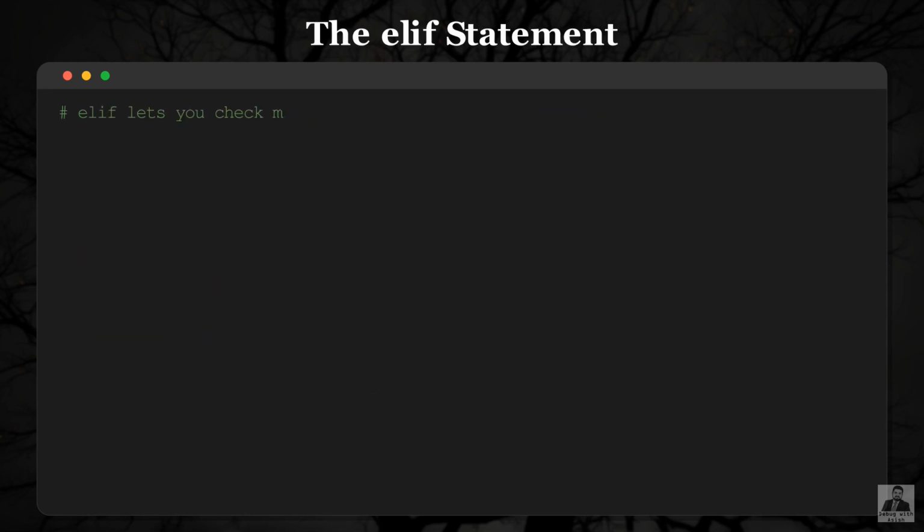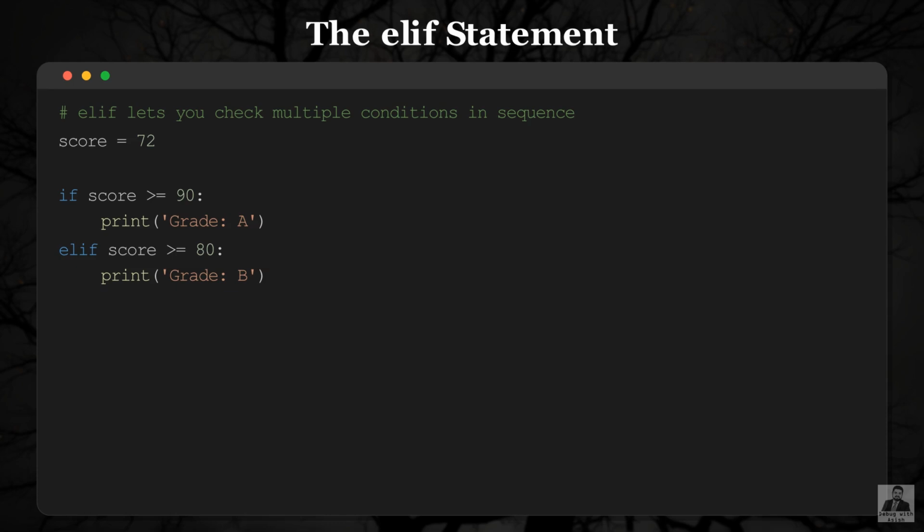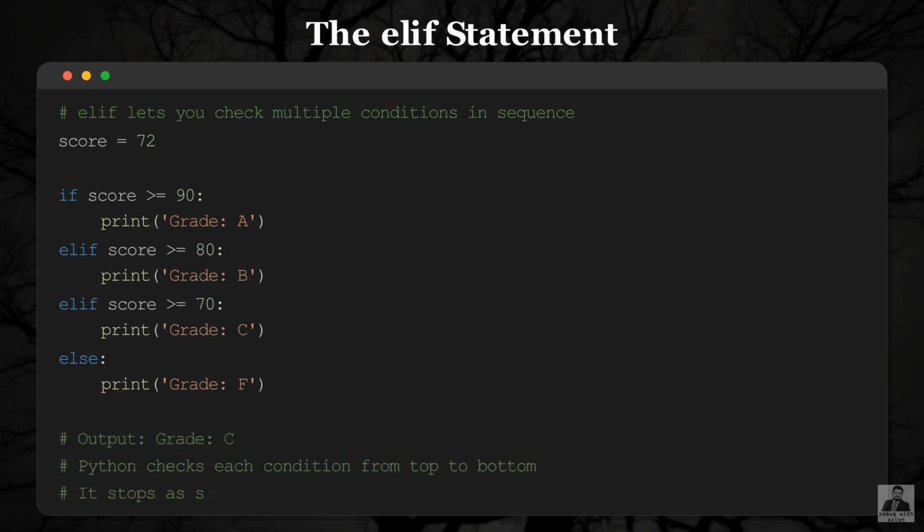When you need to check more than 2 possibilities, use elif, which is short for else if. Python checks each condition from top to bottom. The moment it finds one that is true, it runs that block and skips everything else. Here, score is 72. The first condition, 90 or above, is false. The second, 80 or above, is also false. The third, 70 or above, is true. Python prints grade C and stops. The else at the bottom only runs if every single condition above it is false.